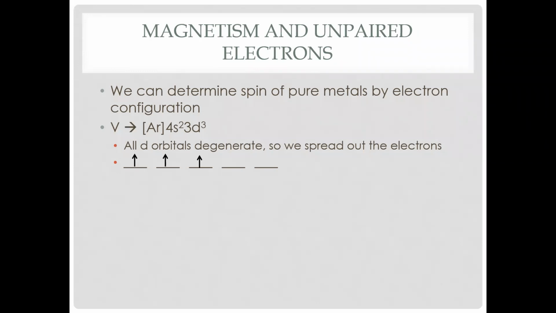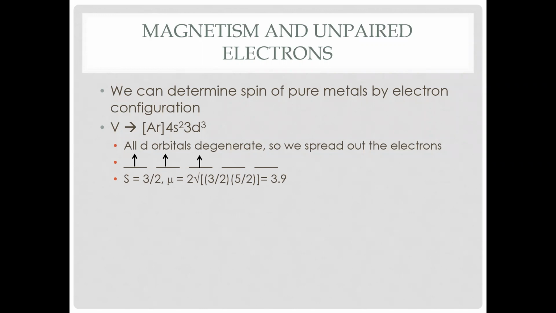So if we're calculating magnetic moment, our spin is 3/2, so the number of unpaired electrons divided by 2. And we plug that into our formula for the magnetic moment: 2 times the square root of 3/2 times 5/2. And that's going to give us 3.9.